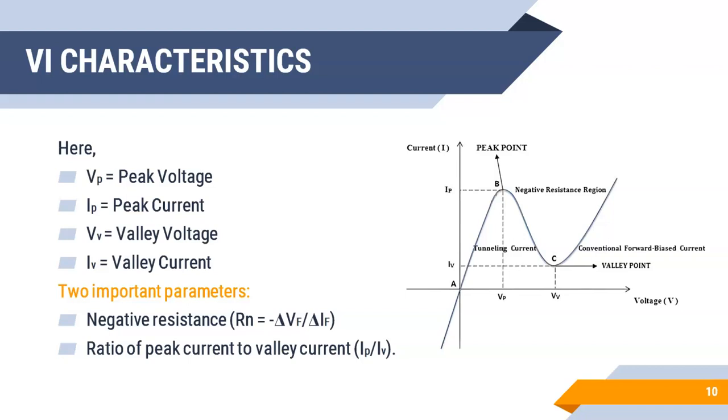Here we have two important parameters. Those are negative resistance and the ratio of peak current to valley current. Then, what is negative resistance? It's the tunnel diode resistance which is offered when the diode is operated in the negative resistance region. The formula is given here, where Vf and If are nothing but forward voltage and forward current.